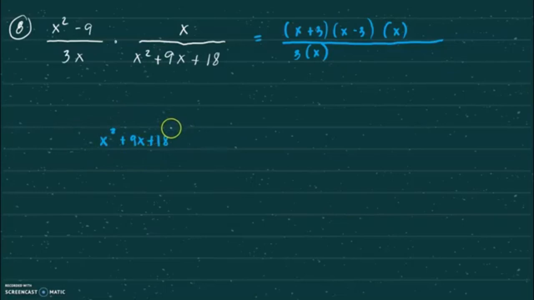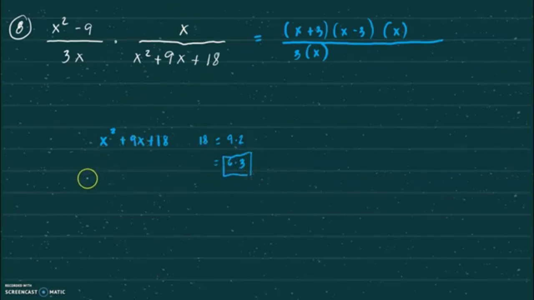Factoring this quadratic trinomial where a is equal to 1, take the value of your c, which is 18. Find the factors of 18. 18 can be equal to 9 times 2 and 6 times 3, right? Now, let's find the factors of 18 that when we add will give us positive 9. So that would definitely be 6 and 3.